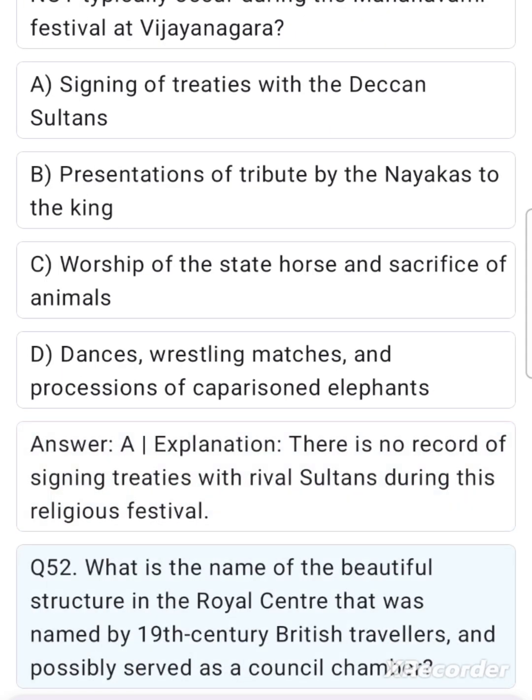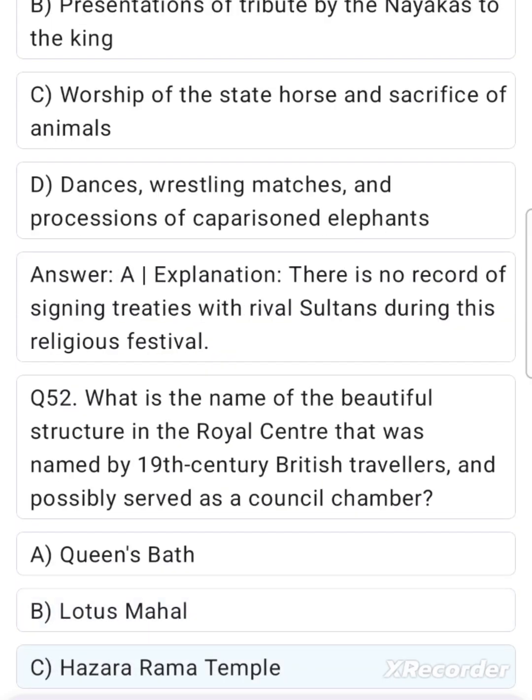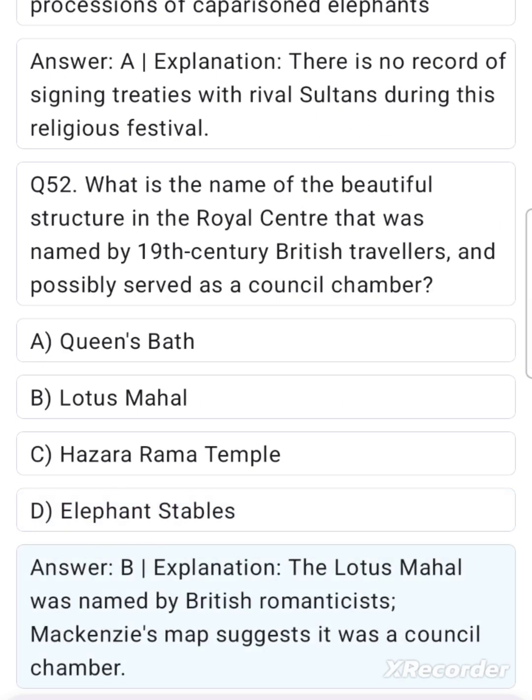Q52. What is the name of the beautiful structure in the royal center that was named by 19th century British travelers, and possibly served as a council chamber? A. Queen's Bath. B. Lotus Mahal. C. Hazara Rama Temple. D. Elephant Stables. Answer. B. Explanation. The Lotus Mahal was named by British romanticists. Mackenzie's map suggests it was a council chamber.